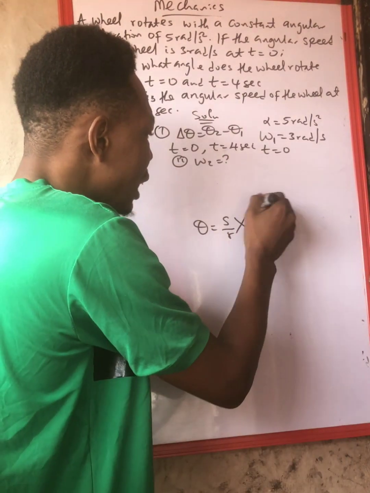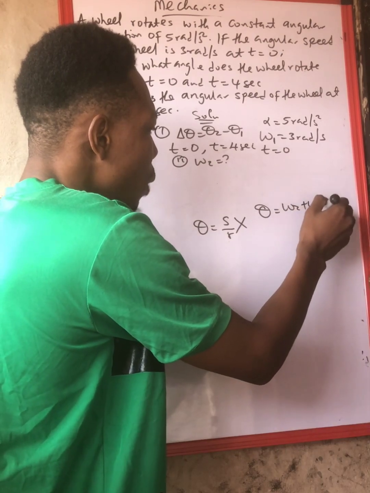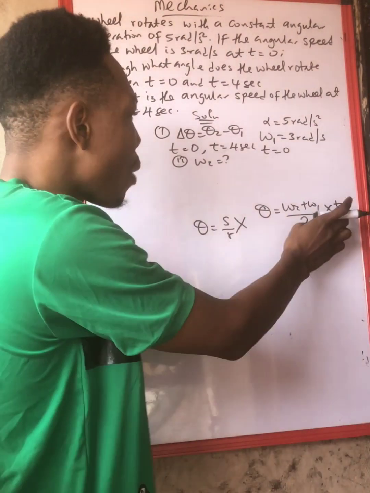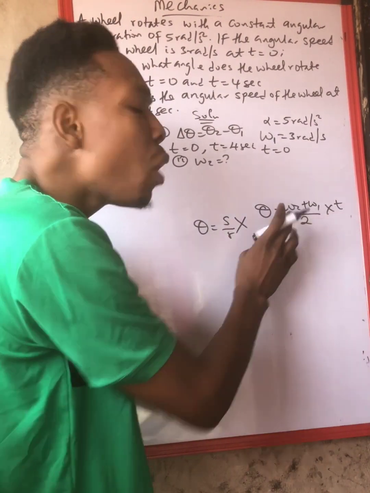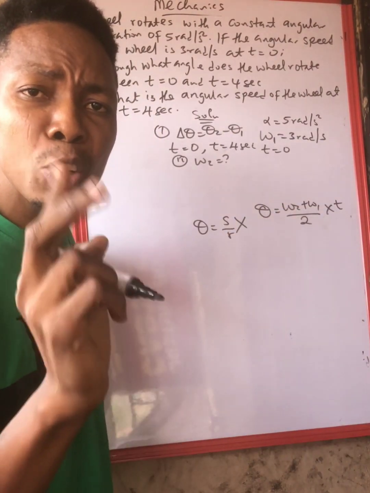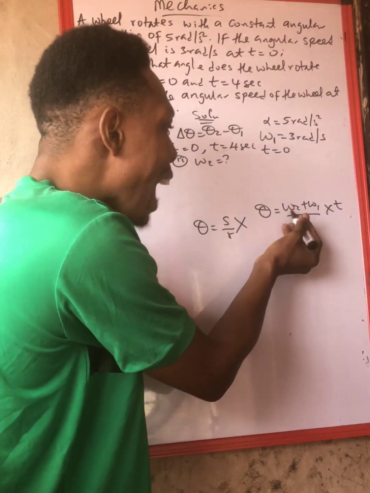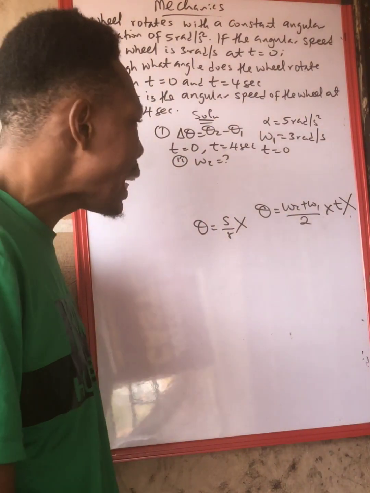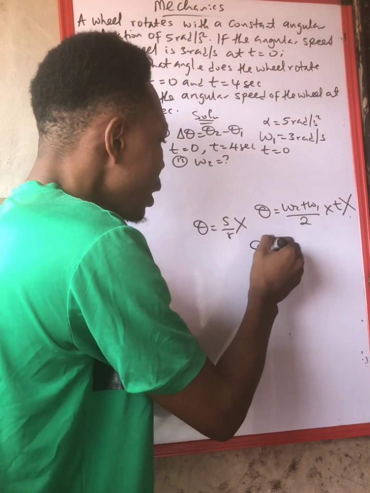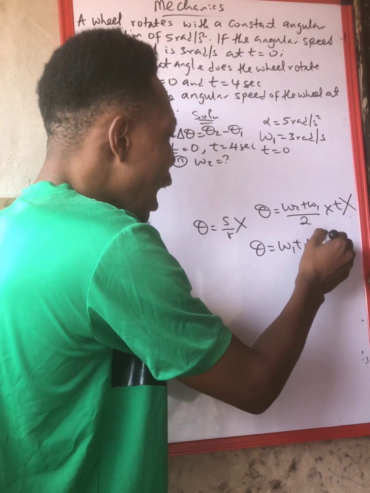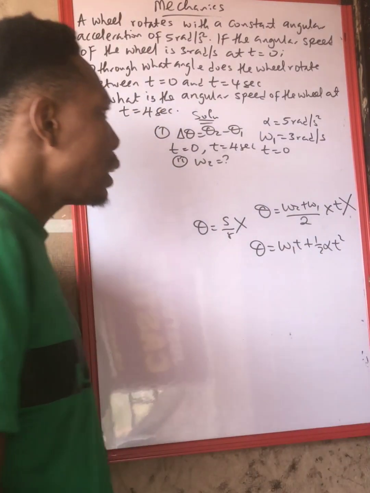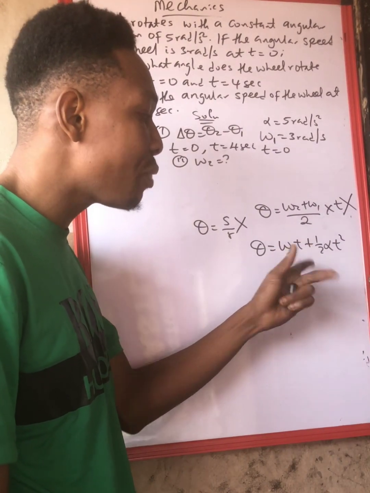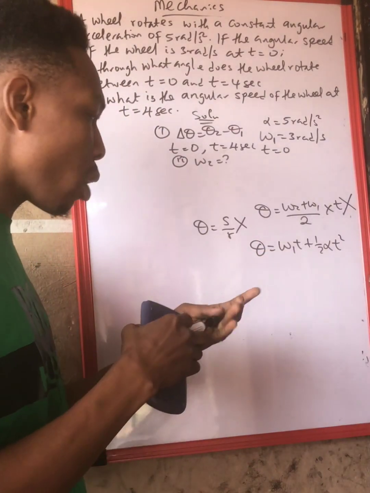I also gave you theta equals W2 plus W1 all over 2, times t. If you observe this one, we have our time, then we have our W1, but we don't have W2. There's no way you can look for two unknown values at the same time. So that is why this formula will not be possible. Then the next one, I also gave you theta equals W1 t plus half alpha t squared. In the question, we are given alpha, we are given omega, and we are given our time. Definitely this formula can work out.